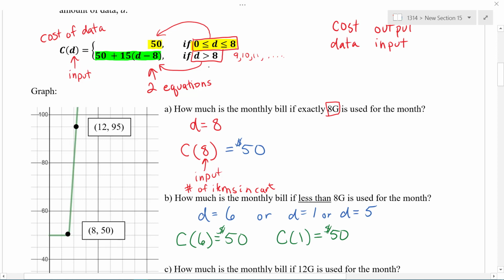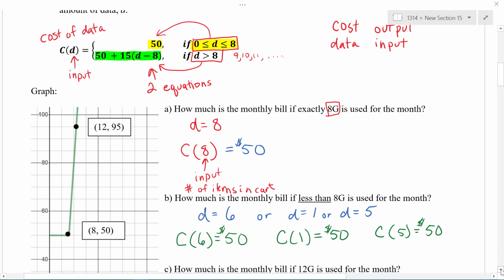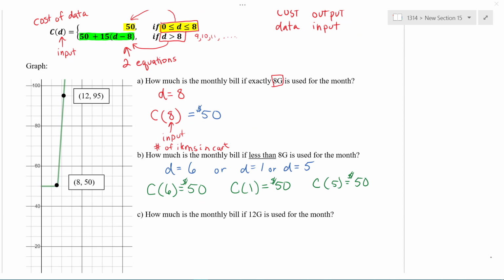Because the number of items in our cart is 1, that tells us if the number of items in your cart is between 0 and 8, then you have to go into lane 1. So if your D value is between 0 and 8, you use that top equation, and your answer is just 50. This applies to any D value between 0 and 8: exactly $50 a month. The cell phone company doesn't care if you use a little bit less, they're still going to charge you $50. So how much would your monthly bill be if you used 12 gigabytes for that month?